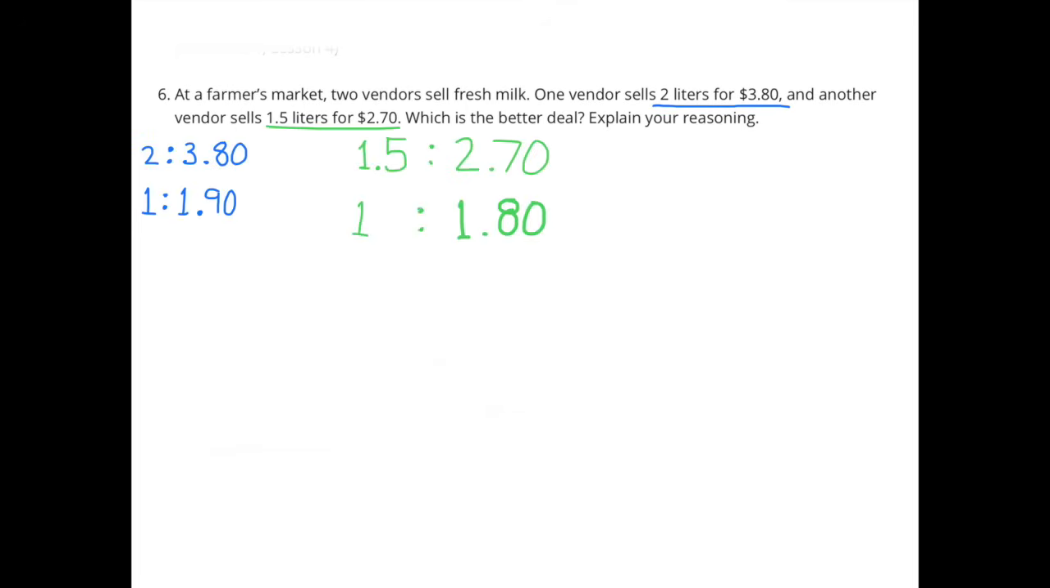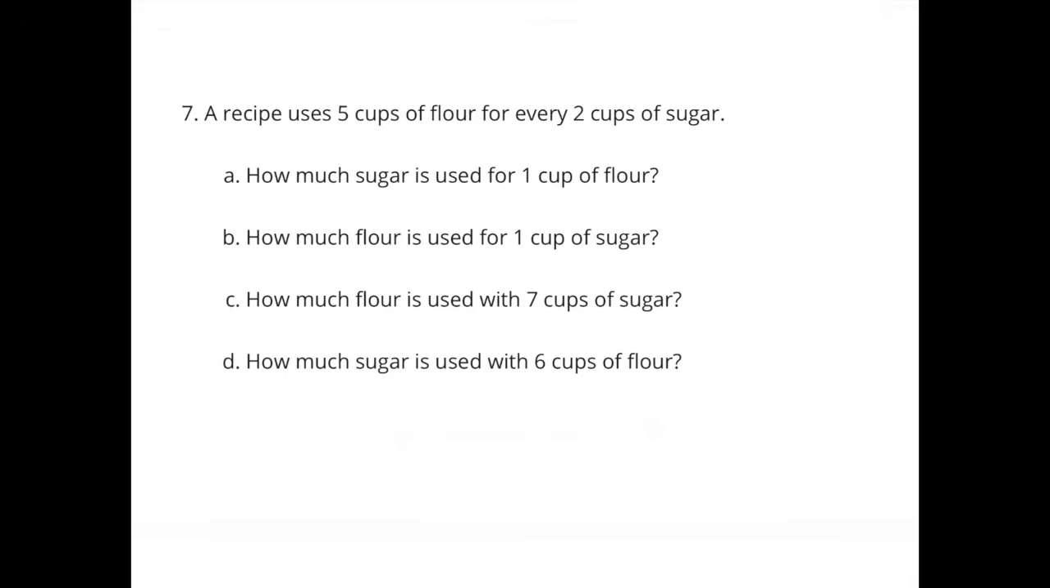Number 6. At a farmer's market, 2 vendors sell fresh milk. One vendor sells 2 liters for $3.80, and another vendor sells 1.5 liters for $2.70. What is the better deal? Explain your reasoning. 1.5 liters for $2.70 has a unit rate of 1 liter for $1.80. The better deal is 1.5 liters for $2.70 because that is 1 liter for $1.80 compared to 1 liter for $1.90.